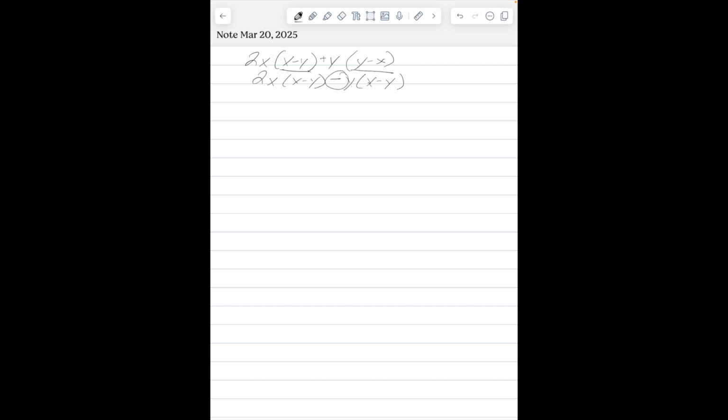Now we can factor out the x minus y. And if we do that, we're left with x minus y factored out. And then what's left is going to be the 2x and the -y. So we can write 2x minus y as our other factor. So if you got this right, you should have the quantity x minus y times (2x minus y). And you could, of course, reverse the order of those. That would be fine.